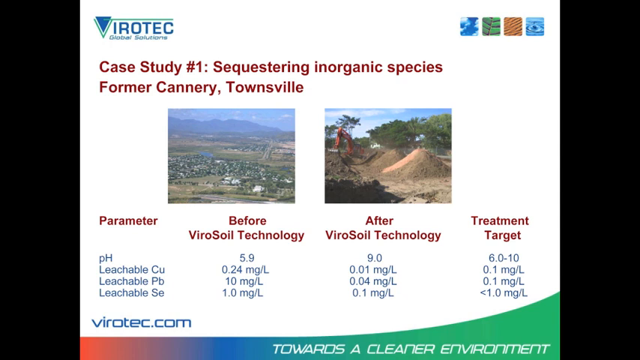And now 6 case studies, starting with the sequestering of inorganic species, the first one at a former cannery site, actually a pineapple cannery in Townsville. And you can see there the pH, the leachable copper, lead and selenium prior to treatment and after treatment with the treatment targets. The leachable lead was probably the biggest problem here with a treatment target of 0.1 but actually 10 parts per million, and after treatment was at 0.04 parts per million. And this was an ex situ treatment on site and then disposed of. So the soil was excavated, treated on site and then disposed off site.